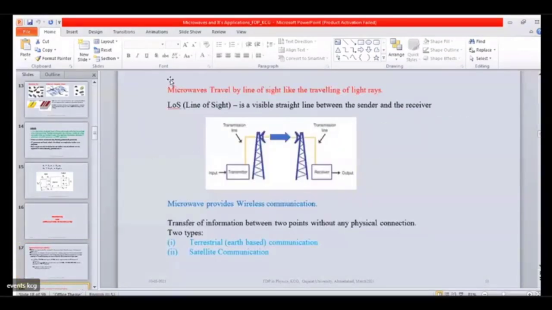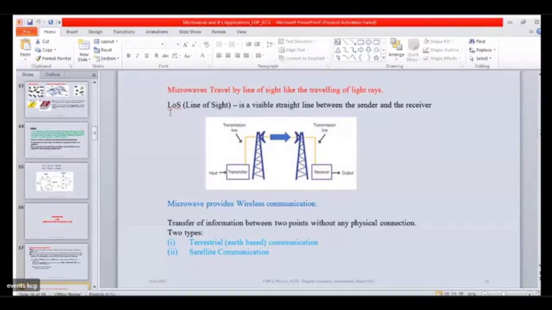Then another property of microwave is that microwaves travel by line of sight, like the traveling of light rays. We know that the light rays travel along the line of sight. Same way microwaves also travel along the line of sight. And the advantage of this is that we can establish the communication between transmitter and the receiver wirelessly, right? Wireless communication is possible because of this property of the microwave, right?